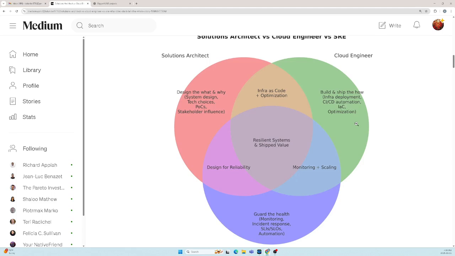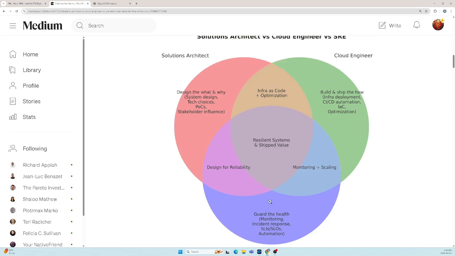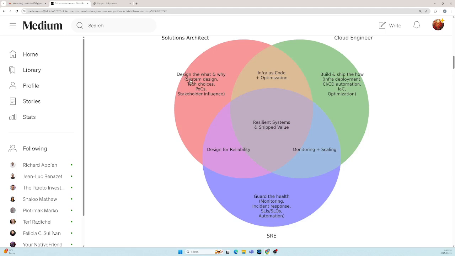Then design for reliability. If we go to the SRE, it is monitoring, incident response, SLIs, SLOs, and automation. So you see, this is the real gray area. Everybody shares, for example, design for reliability: SRE and solution architect both, along with monitoring and scaling.